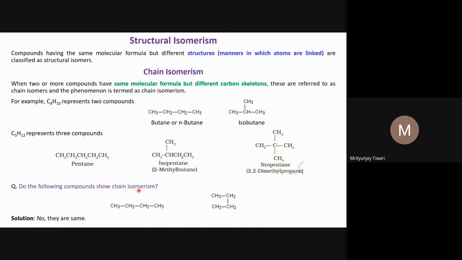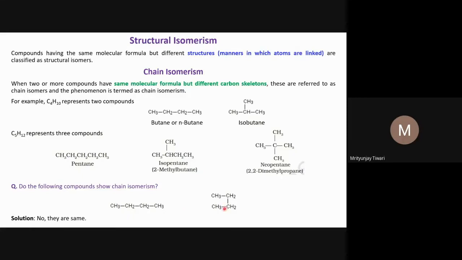Let's see this question. Do the following compounds show chain isomerism? So this compound and this compound. The answer is no, they do not show chain isomerism because they are the same compound. The only thing is they are in different conformations. What I have done is take this CH3 group, which was here, and bring it to this side, and this CH2 I have brought to this side, and just rotated the entire molecule like this. This is the same compound.